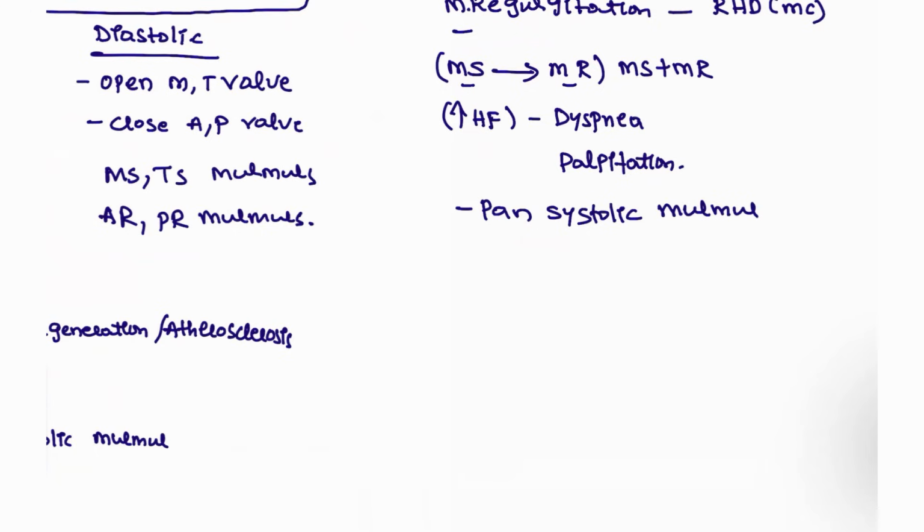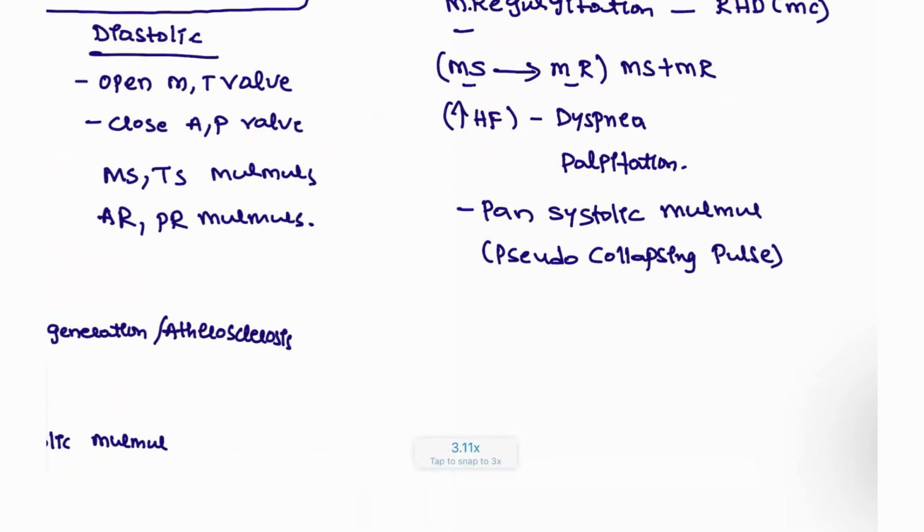Pansystolic murmur is seen. This is also associated with the pseudo-collapsing pulse, along with the murmur when you check. Okay, this is the mitral regurgitation.